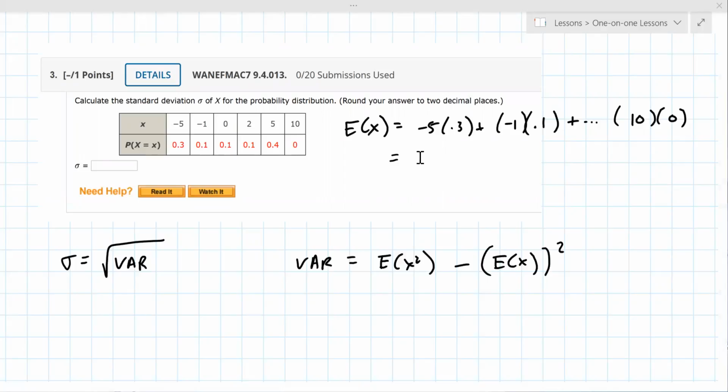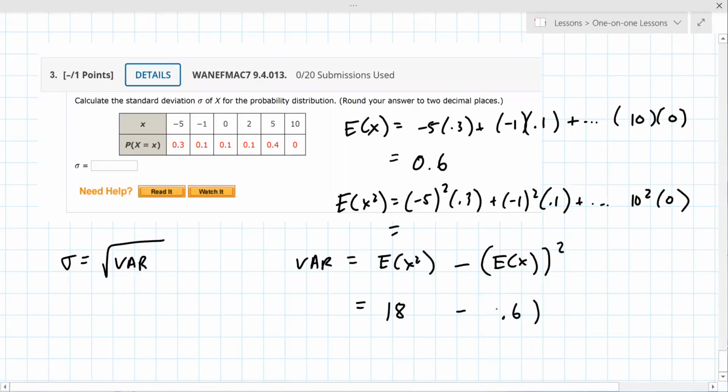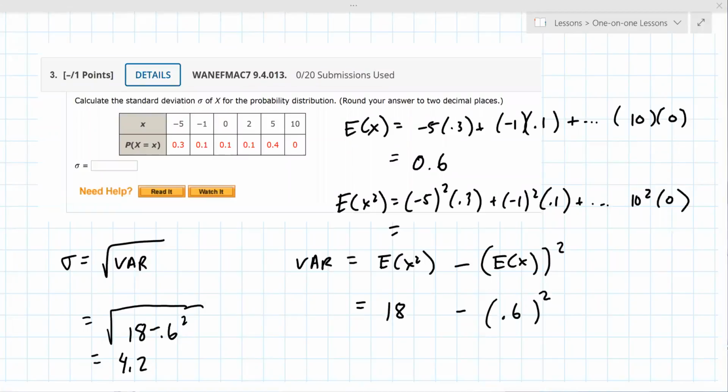All right, so this ends up being 0.6. Okay, and then the expected value of x squared, you would square that first number, so it'd be minus 5 squared times 0.3 plus minus 1 squared times 0.1 plus 10 squared times 0. And that gives us the number we're going to need there. That ends up being 18, and 0.6 squared. So then sigma is the square root of this 18 minus 0.6 squared, which actually ends up being a nice number. It says it's 4.2. This one was really nice.